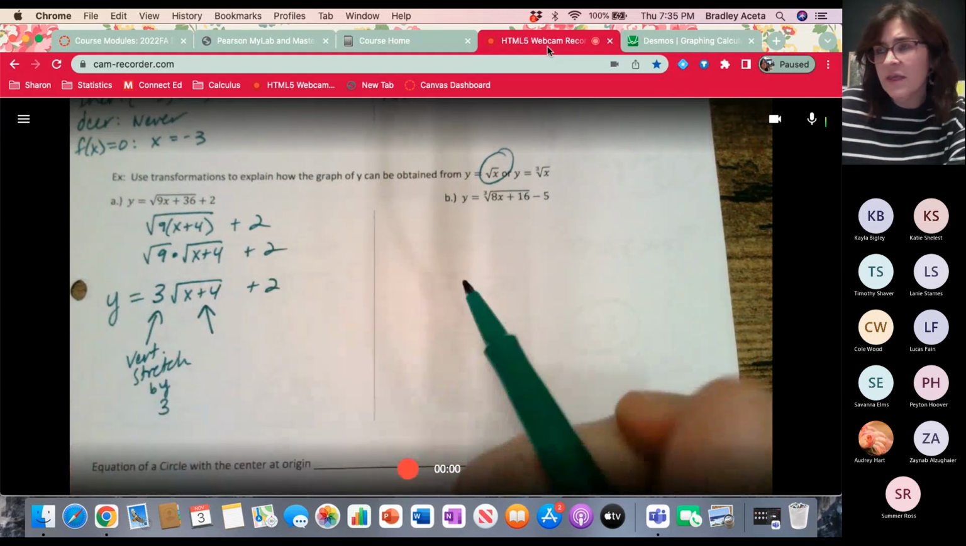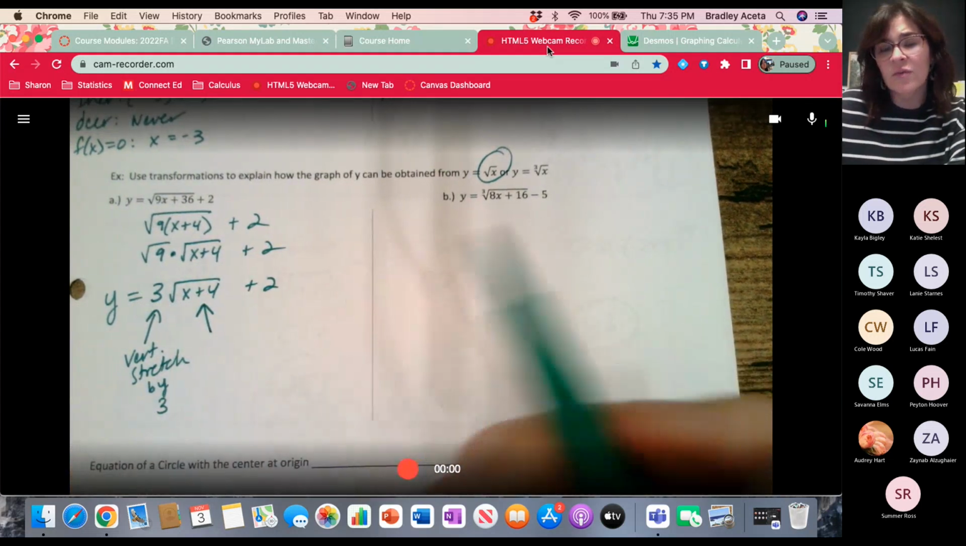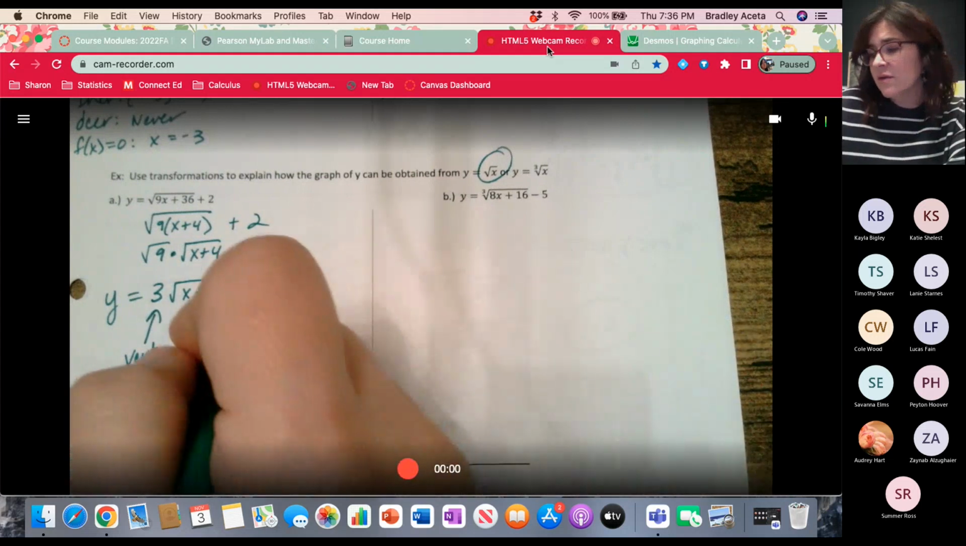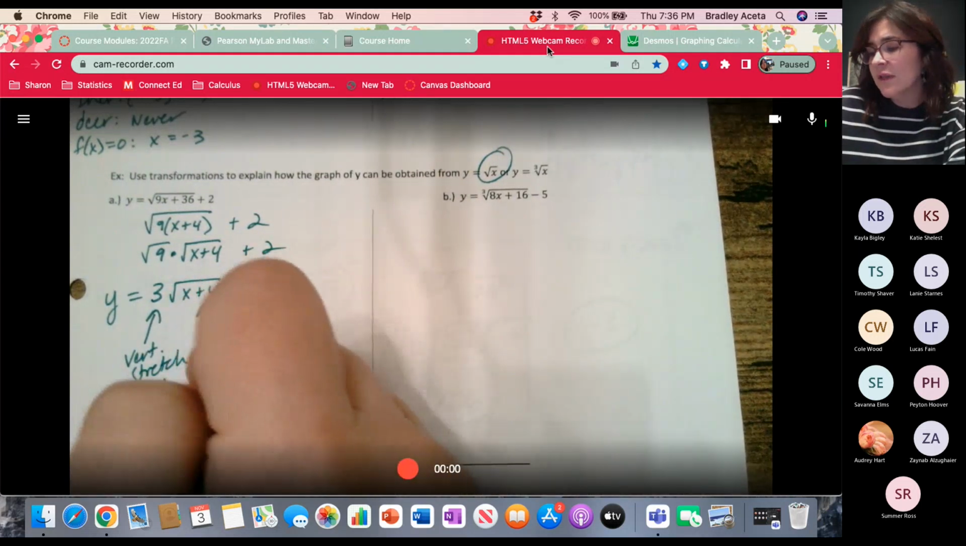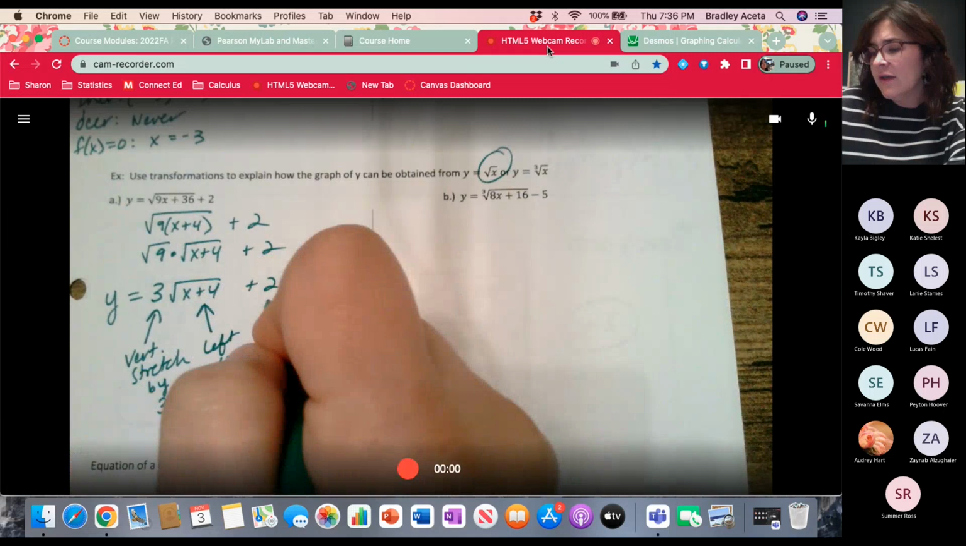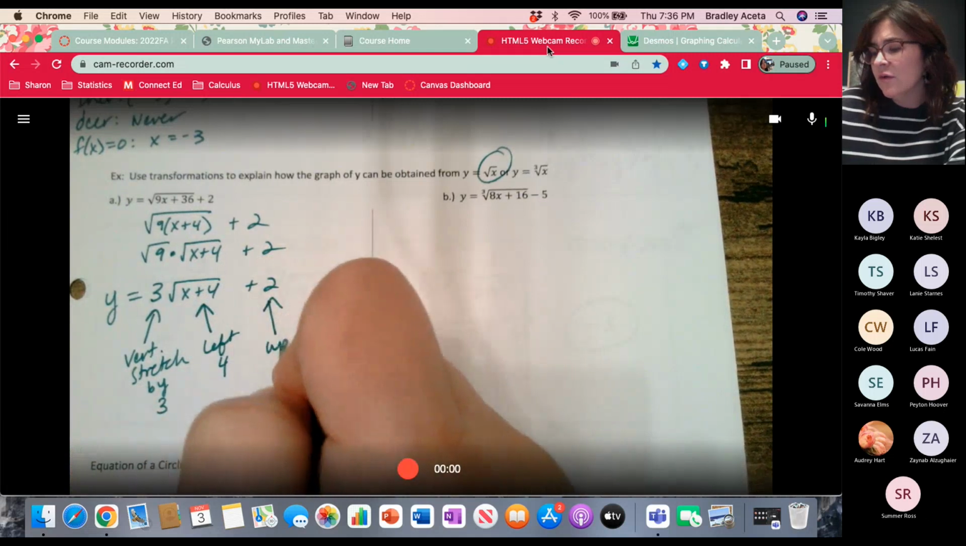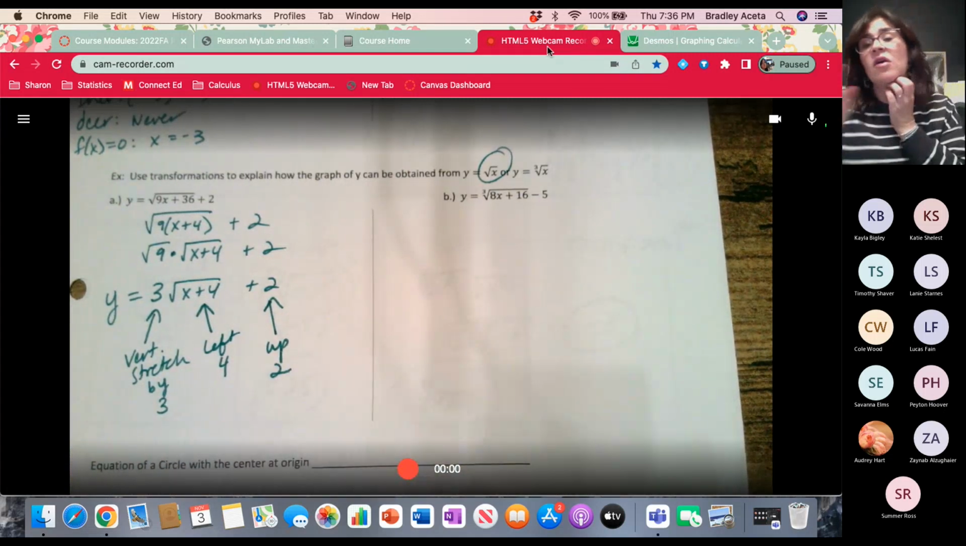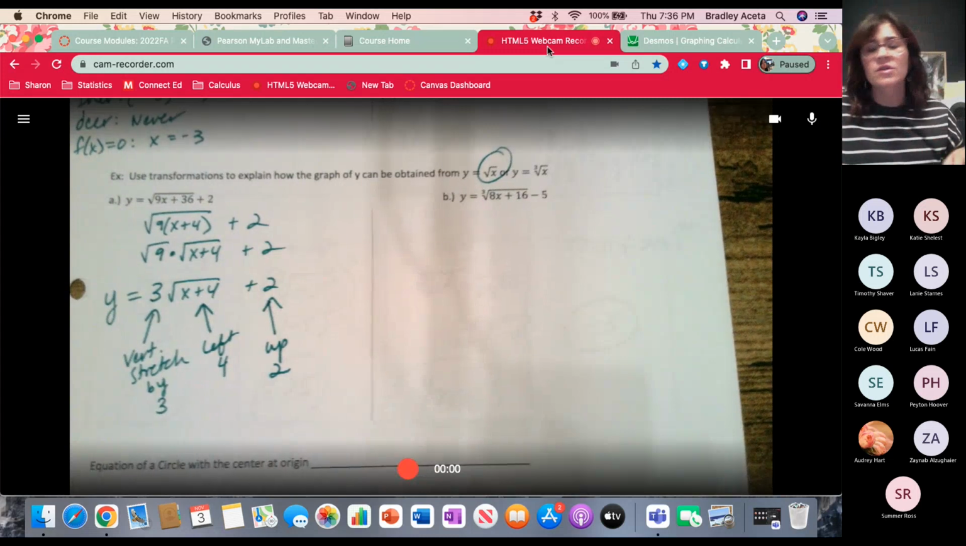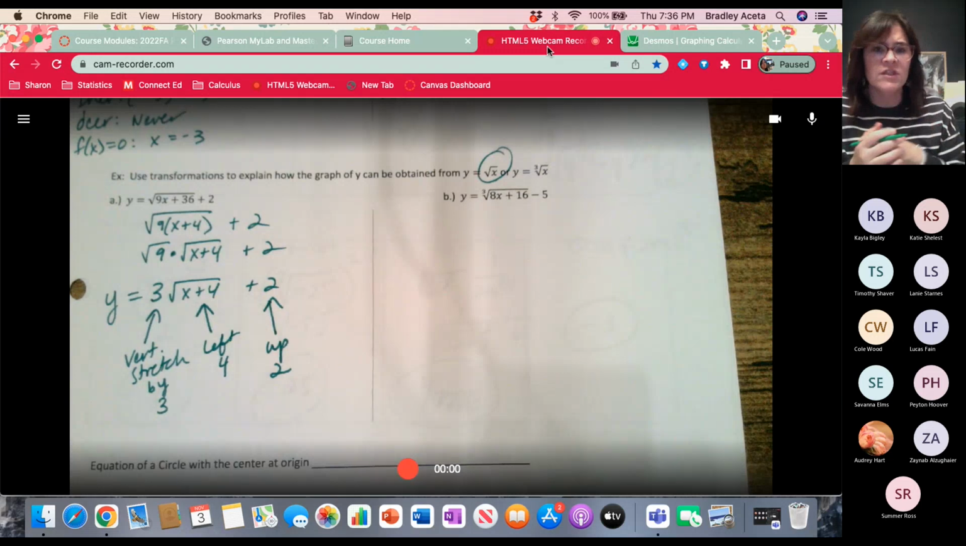This one on the inside of the parent, you go left or right, opposite of what you think. So this is plus 4, so I want to go left 4. And then obviously the plus 2 means I go up 2. And that's all you'll have to do is click. But you have to rewrite this in that form just to make it more understandable on Pearson.